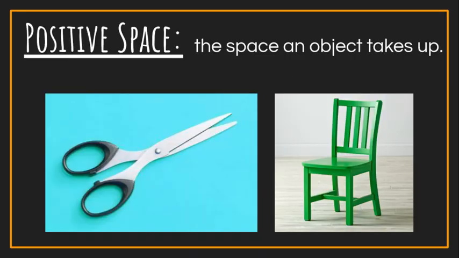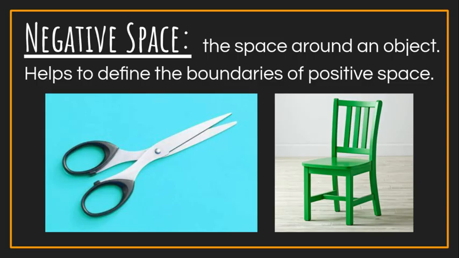Here we have some examples with positive space. Like I said before, it's the space an object takes up, so the object itself. In this image, the scissors is the positive space. The object is the positive space. Same with the chair. That is the positive space. It is the object, the subject. It takes up space. However, we also have negative space, and that's the space around an object.